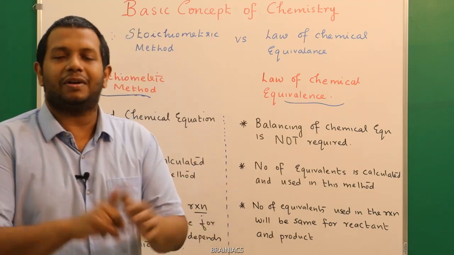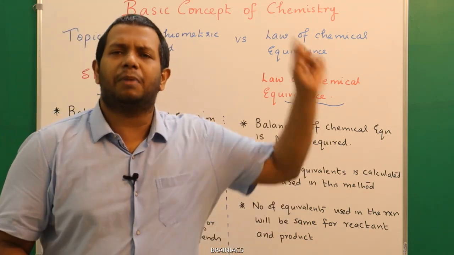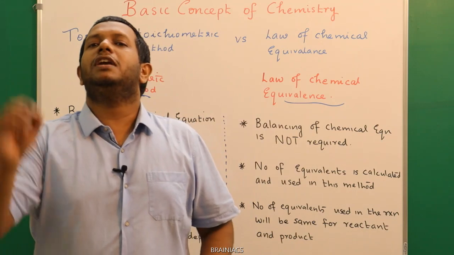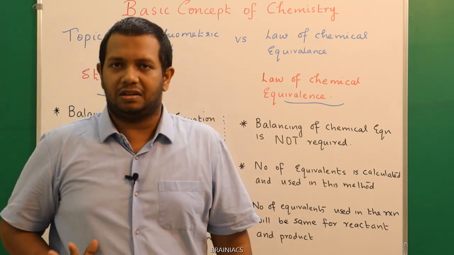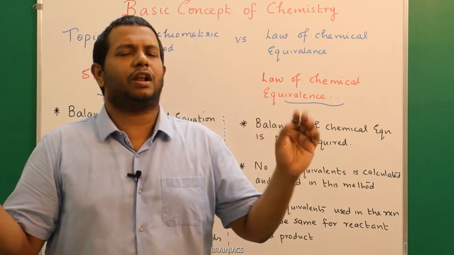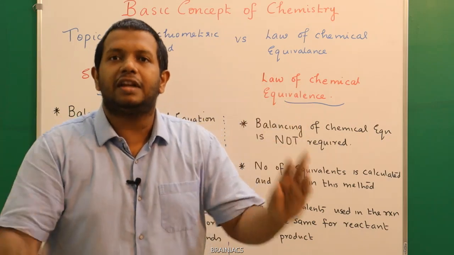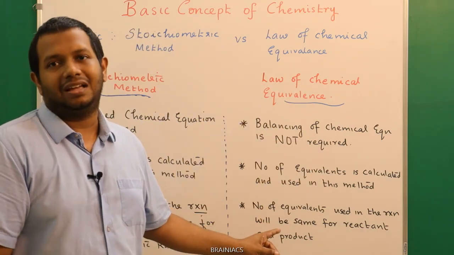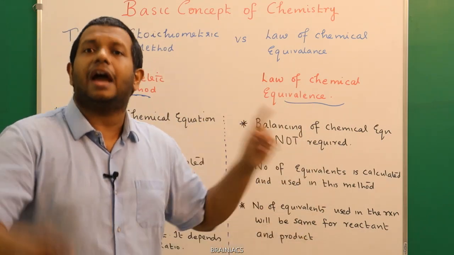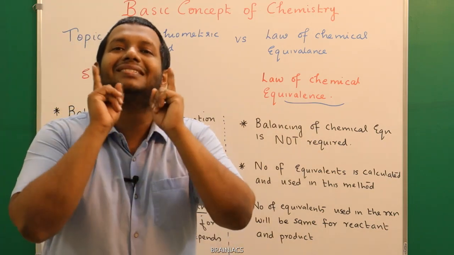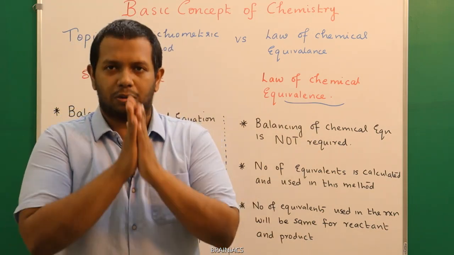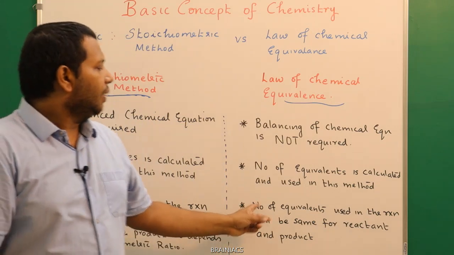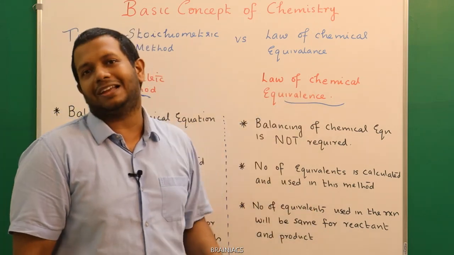That means if you have a reaction A, B, I can say the number of equivalents of A will be equal to the number of equivalents of B. Then there is no stoichiometric ratio or nothing. Always the number of equivalents of the reactant and the product will be the same. That is the core point, the most important point. That is what the law of chemical equivalence actually is.